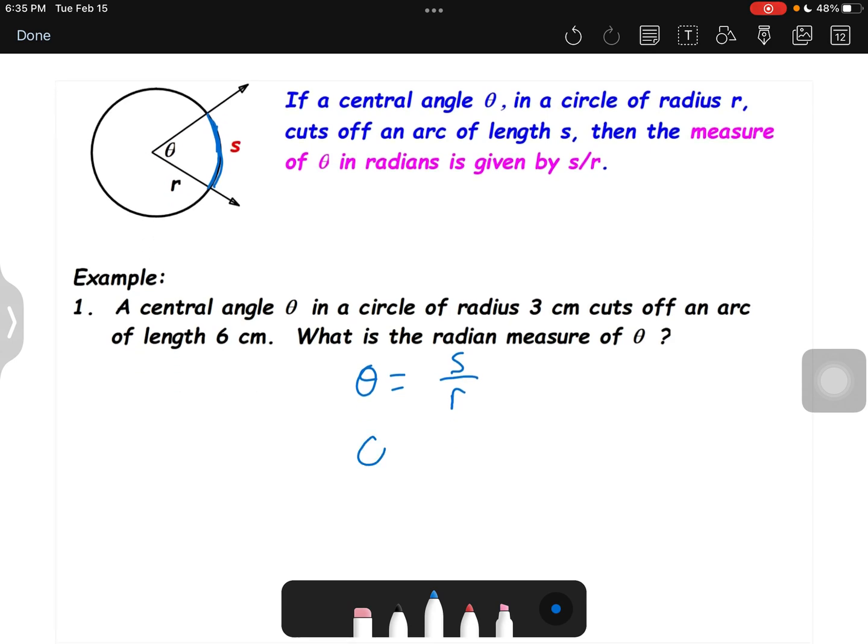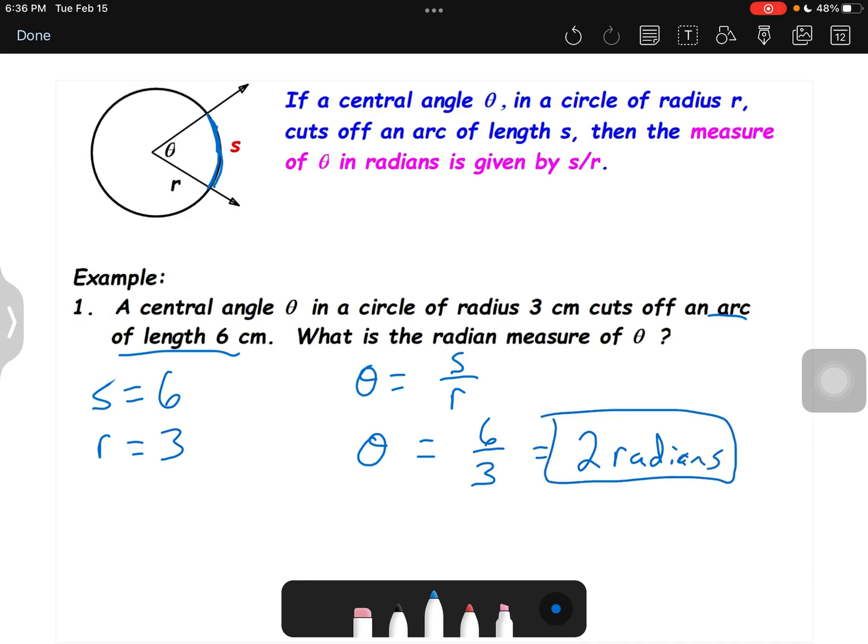So theta equals, and in this case our arc length S equals 6, and the radius is equal to 3. So we're going to take 6 divided by 3, and for this particular circle with this central angle, it would have a measurement of 2 radians. Sometimes you just write RAD for radians, but I'll write it out here: 2 radians.